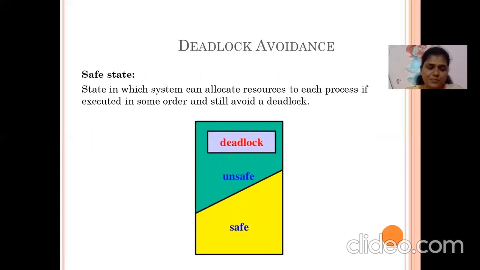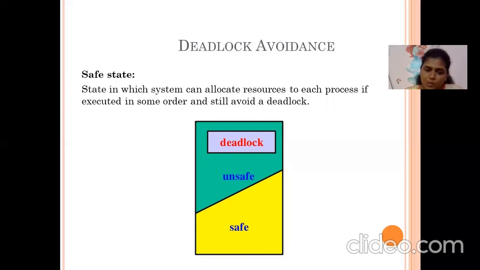What is a safe state? It is a state or situation arising in the system in which all the processes can be executed completely if the processes follow some sequence. So safe state is nothing but the state of the system in which all the processes can be executed to completion. And unsafe state is the one in which all the processes cannot be completed.